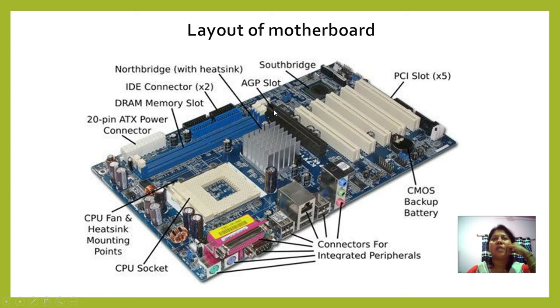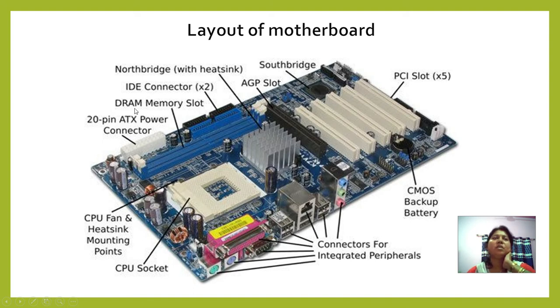This one is your AGP slot. This is the North Bridge heatsink. Then the IDE connector is there. As you know, the IDE connector is totally outdated. Now the cables are to be connected with your SATA. IDE and SATA serve the same purpose, but IDE is not present right now.